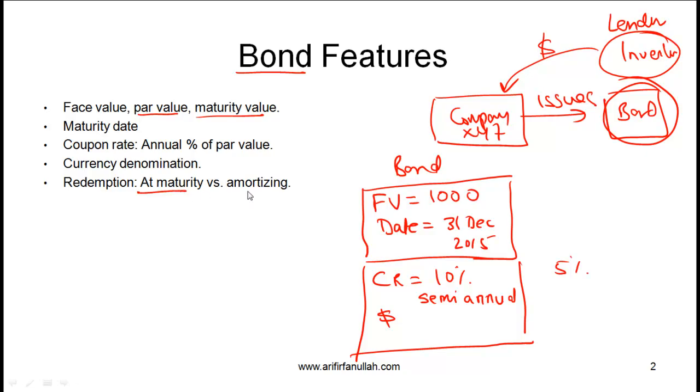So either at maturity versus amortizing, and very briefly, at maturity simply means that over the course of this bond, the investor will simply get coupon payments, and then at maturity, which is this date, the investor will get his face value back, which in this example is 1,000. And amortizing security, which I'll talk about in more detail later, basically is one where the investor gets both principal and interest back every period.